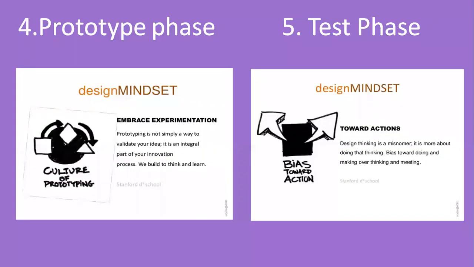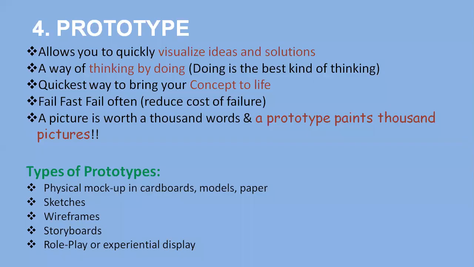Now the next phase is prototype, which goes with the mindset embrace experiment, and of course the next phase is the test phase, bias towards action. Taking the prototype phase, or visualize phase, prototyping is a rough and rapid portion of the design thinking process. A prototype can be a paper model, storyboard, wireframe, role play, etc. Any way which allows us to quickly visualize and identify the best solution among several concepts.